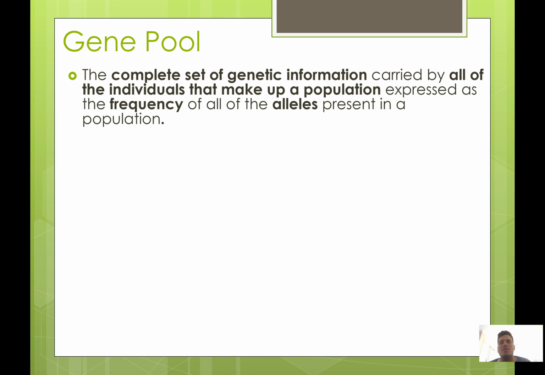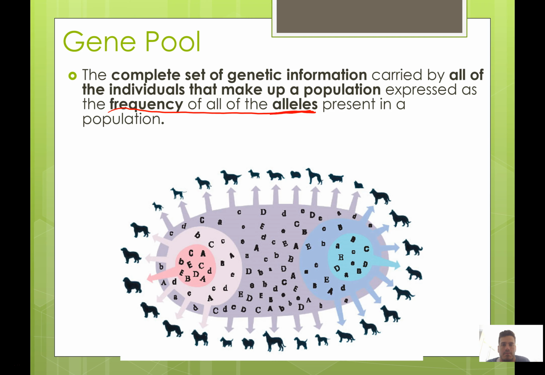So a gene pool is the complete set of genetic information carried by all the individuals that make up a population, and it's expressed as the frequency of all alleles present in a population. Okay, really important that you know words such as alleles here, because alleles mean the variety of genes within a population. Okay. So here we have the gene pool for dogs, okay, for the big population of dogs, I guess, in the world or in Australia, it doesn't matter where it is.